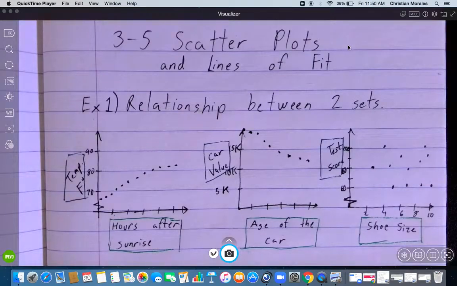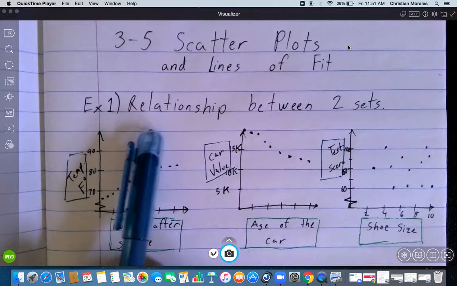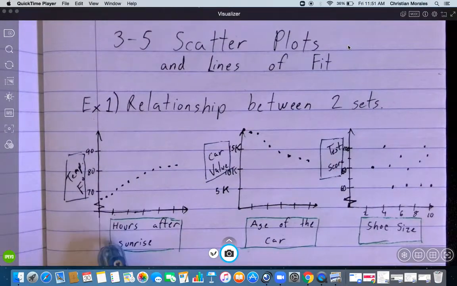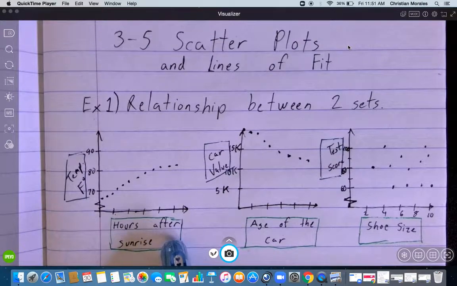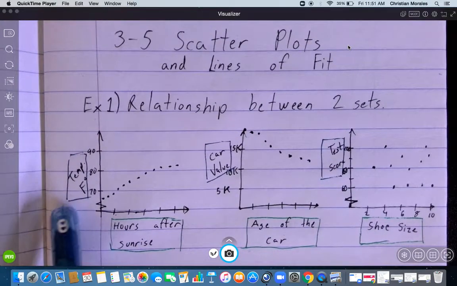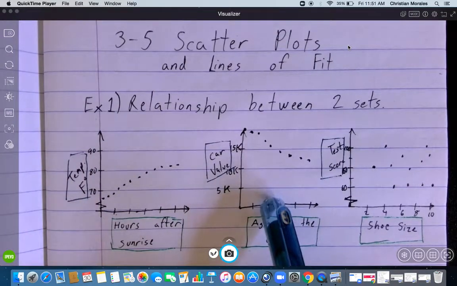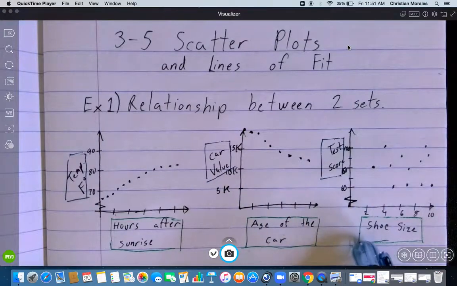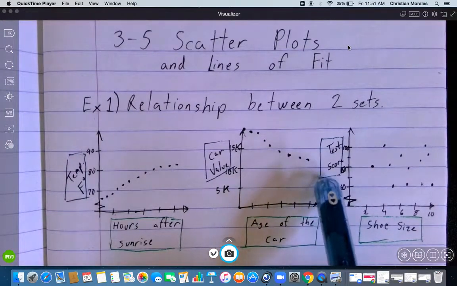Lesson 3-5, scatter plots and lines of fit. So guys, basically what we're going to do is we're going to look at patterns still, but the patterns we're looking at are in the graphs. So what we're looking at when we're looking at the graphs is the relationship between two sets of information. So for example, in the first graph, we're looking at the hours after sunrise and the temperature in degrees Fahrenheit. For this graph, we're looking at the age of the car and the car value. And this one is shoe size and then their test scores.